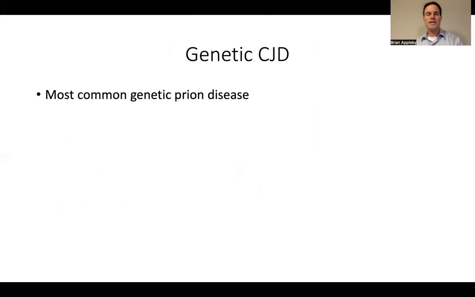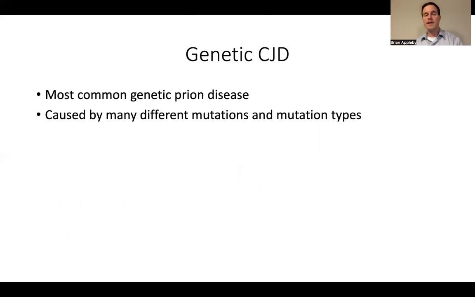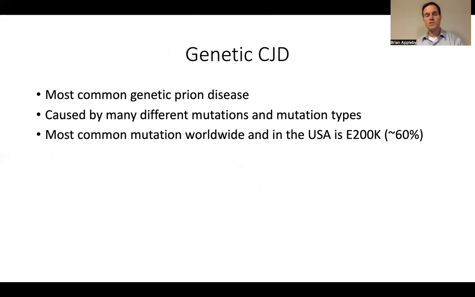So genetic CJD is by far the most common genetic prion disease. It's caused by many different mutations and mutation types. It can be caused by the point mutations or insertions or deletions. And the most common mutation worldwide is one for genetic CJD. It's also the most common mutation in the USA, and that's called E200K. It actually makes up about 60% of all our genetic prion diseases in our country.